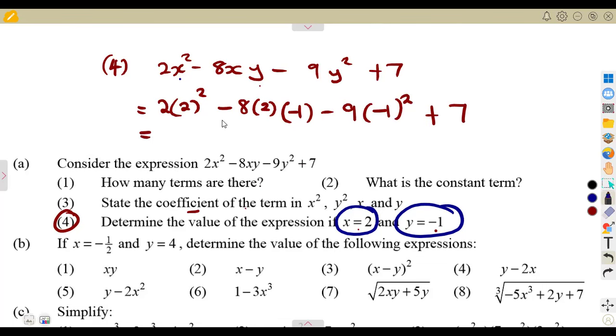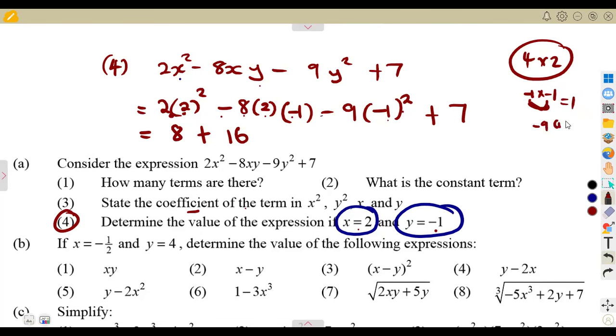So you have to simplify the whole of this part. You're going to have 2 times 2 squared, that is 2 times 4, which is 8. So this will be 8. A minus and a minus here, that will be a plus. 8 times 2, which is 16 times 1, that will be a positive 16 here. -1 squared, that is -1 times -1. So negative times negative will be a positive 1. But there's a -9 there, so it's -9 times 1, which is -9, plus a 7.